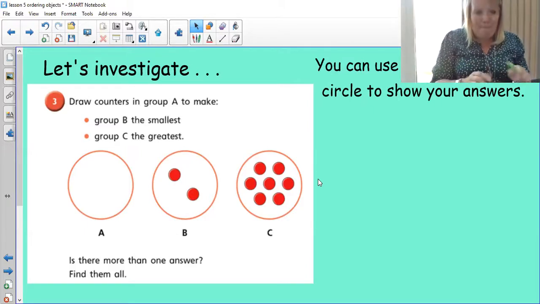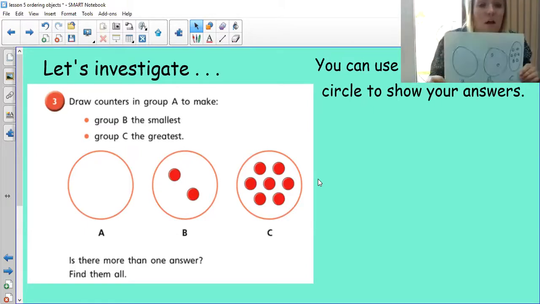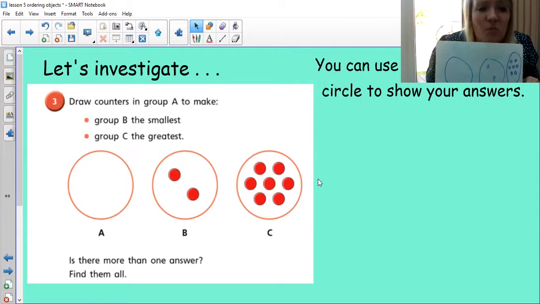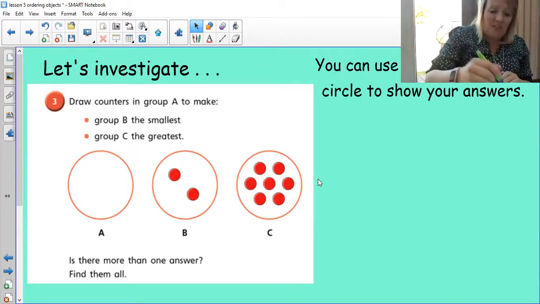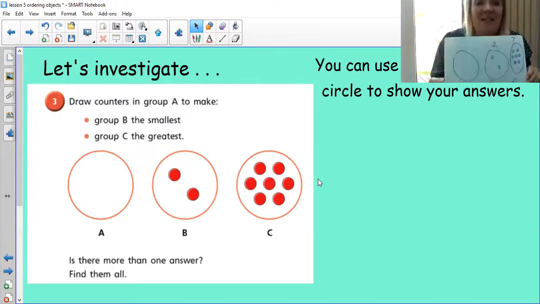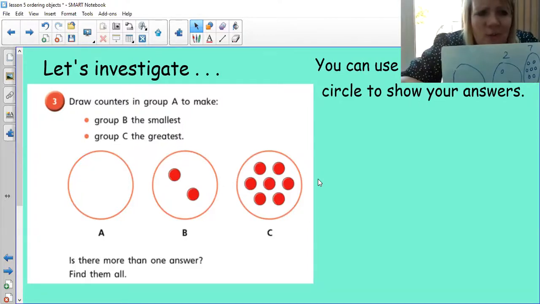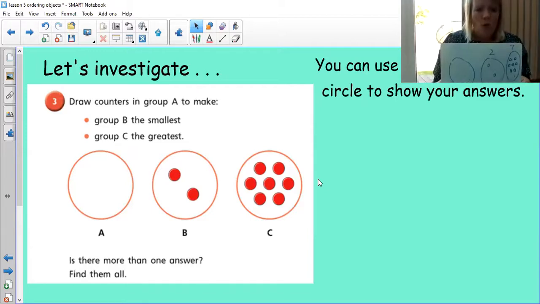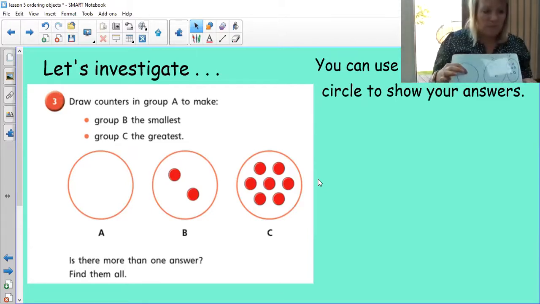And there are one, two, three, four, five, six, seven in group C. So it says, I need to make group B the smallest. So if I'm going to make group B the smallest, I know there's two. Okay? So if group B has to be the smallest, I can't have a group that's smaller than two. What number could I put in there then?